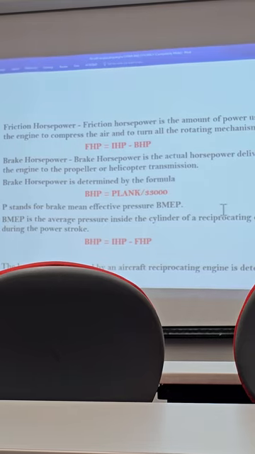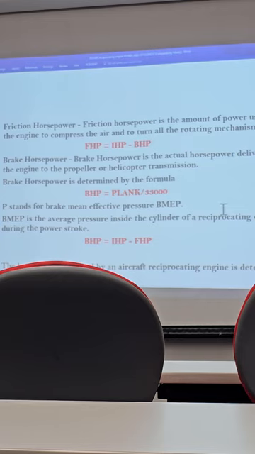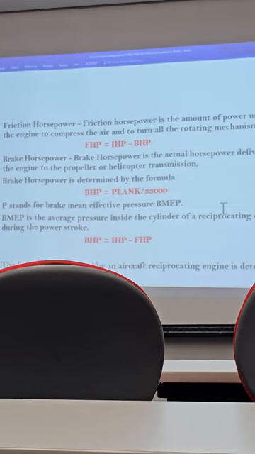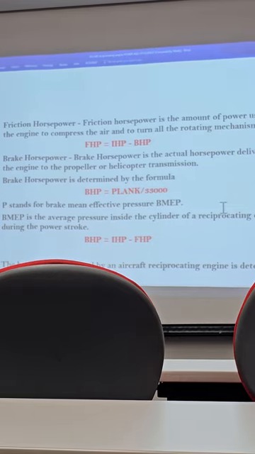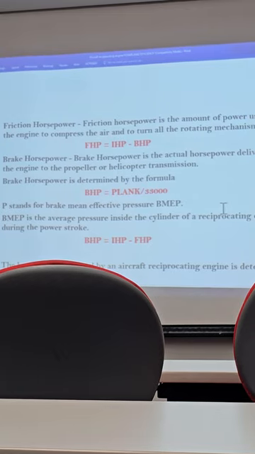The manifold absolute pressure is the pressure of the fuel-air mixture after the throttle valve. This is what you control in the cockpit. When you are moving this control, what you are doing is opening or closing the valve. When the air passes this valve, between this valve and the intake port of the cylinder, the pressure of this gas here is the manifold absolute pressure.